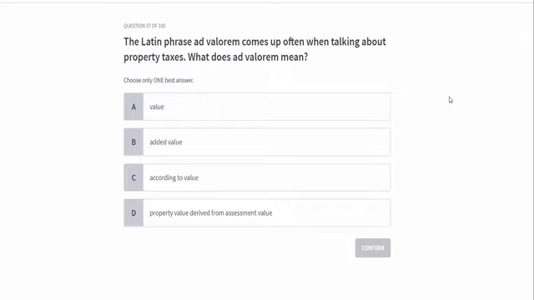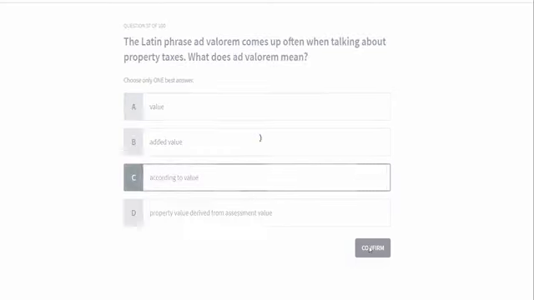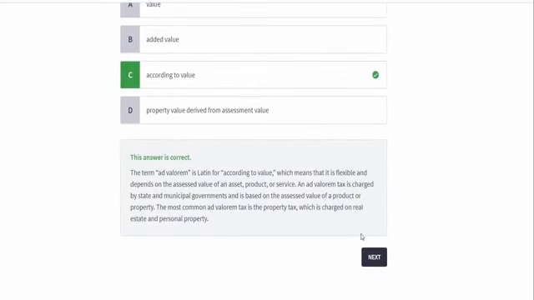Alrighty, guys. Have you touched up on your Latin? Hopefully. So, what is the answer for this one? Well, it's going to be according to value. C is our option. That is our answer. The term ad valorem is Latin for according to value, which means that it is flexible and depends on the assessed value of an asset, product, or service. So an ad valorem tax, what does it mean for us? Well, an ad valorem tax is charged by state and municipal governments and is based on the assessed value of a product or property. The most common ad valorem tax is property tax, which is charged on real estate and personal property. So pretty simple, guys.